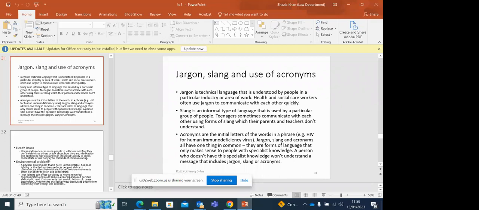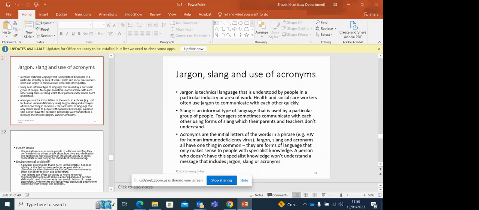Jargon is technically language that is understood by people in a particular industry or area of work. So health and social care workers often use jargon to communicate with each other. They may be talking about a medication, or about doing some blood tests, and they may have a form of jargon they use between each other.